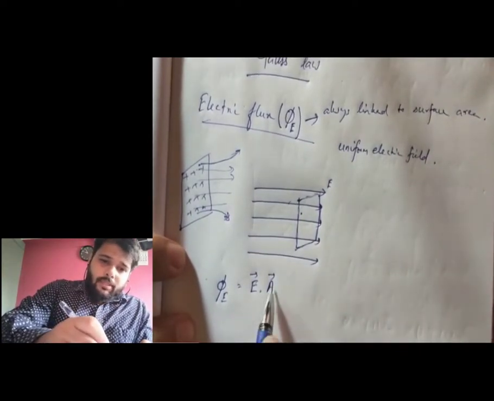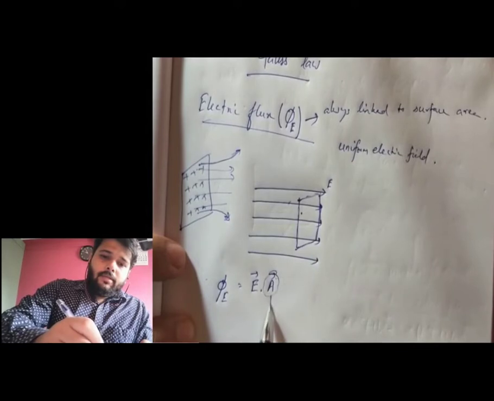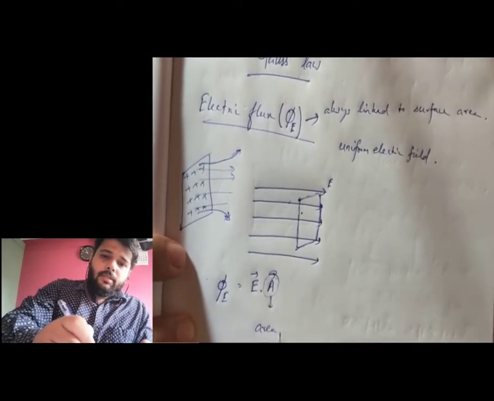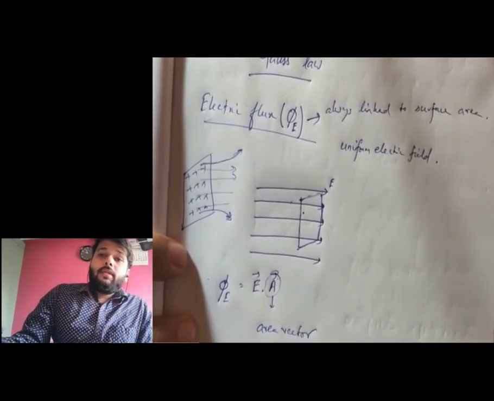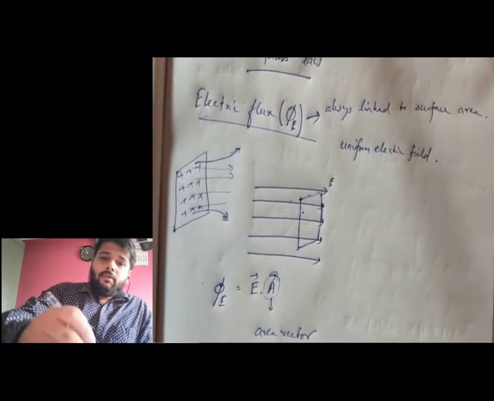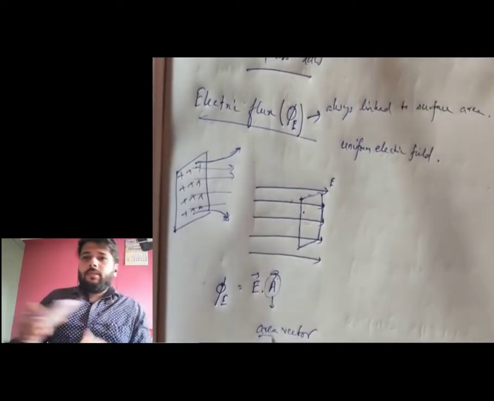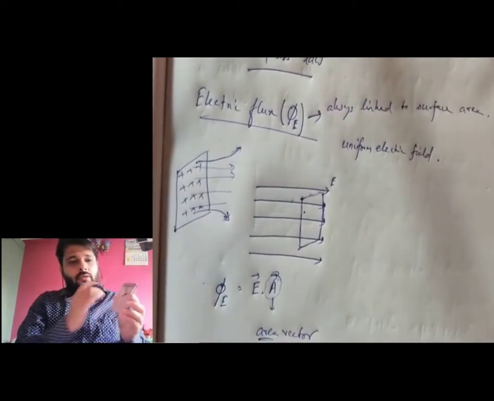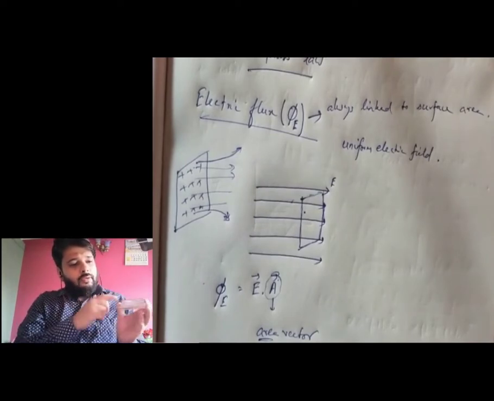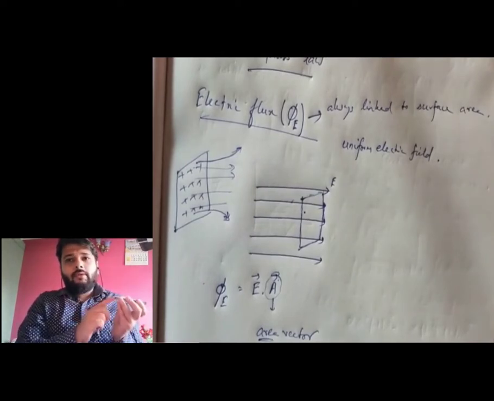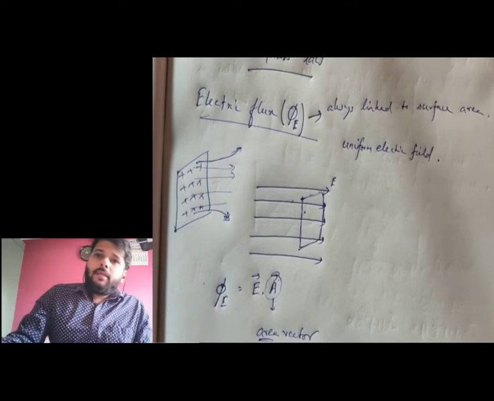Now we call this A the area vector. What is an area vector? Since we know area, suppose this is the surface, so this is the area. How much will be the area? This is the length and this is the breadth, so length into breadth is the area.